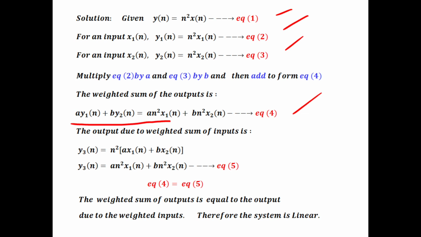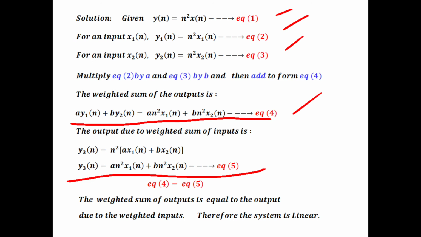So the expression is a y1 of n plus b y2 of n is equal to a n square of x1 of n plus b n square of x2 of n. How to write the output due to the weighted input? The output due to the weighted input is denoted by y3 of n, where in place of x of n we write a x1 of n plus b x2 of n. So n square you can multiply inside: a n square of x1 of n plus b n square of x2 of n. This will be equation 5.